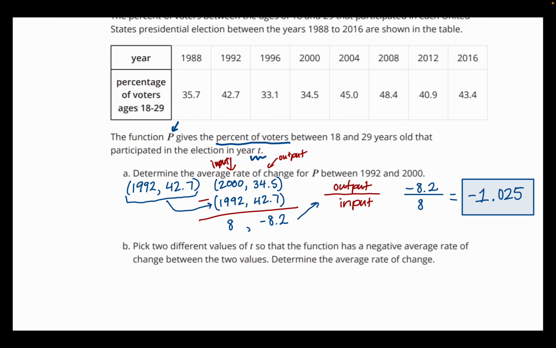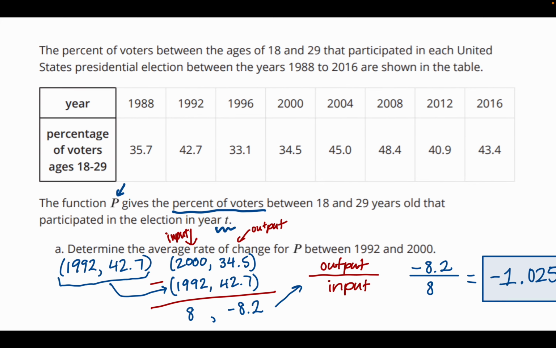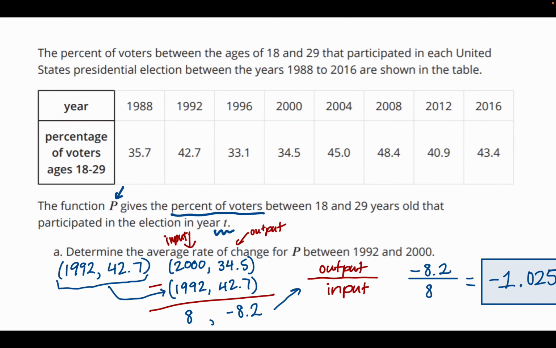Pick two different values of t so that the function has a negative average rate of change between the two values, and then determine the average rate of change. All right, so we want to pick starting and ending numbers just like A. So we want to be moving forward in time, but we want our percentage of voters to change and decrease. So let's actually look up at our table here and see what we can find.